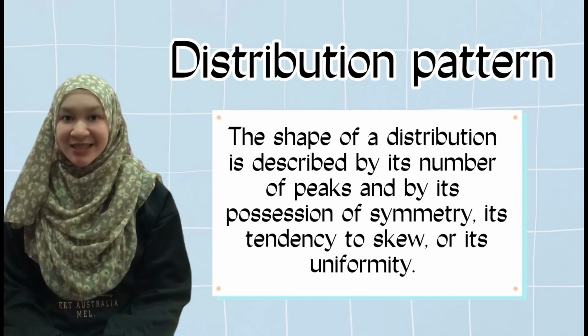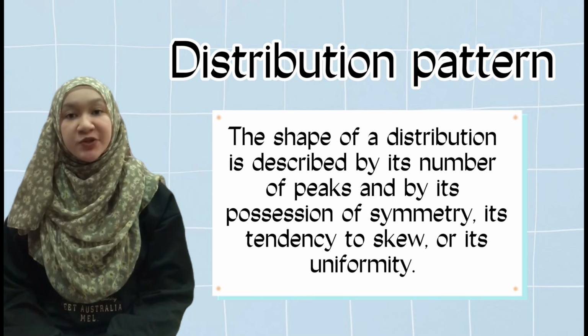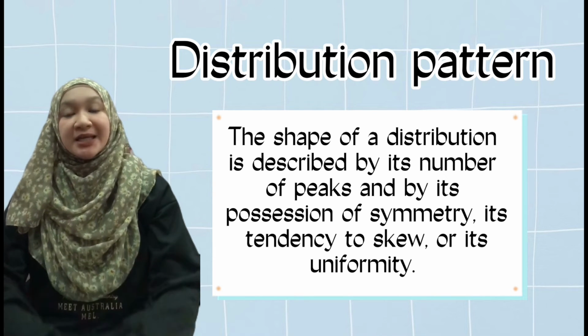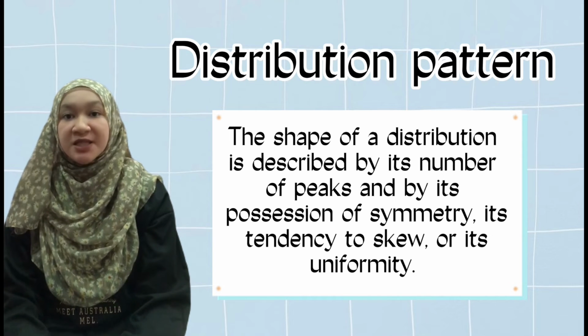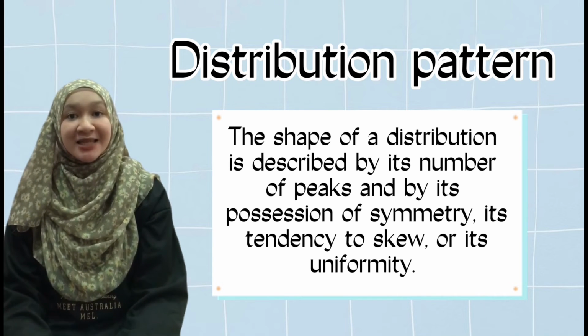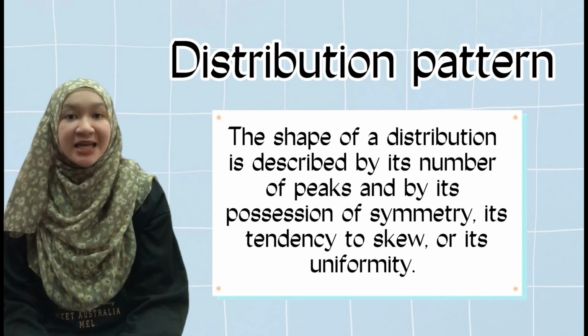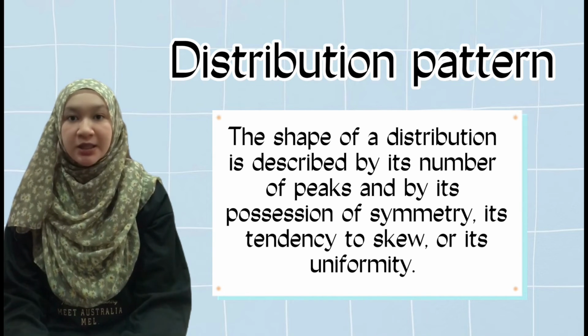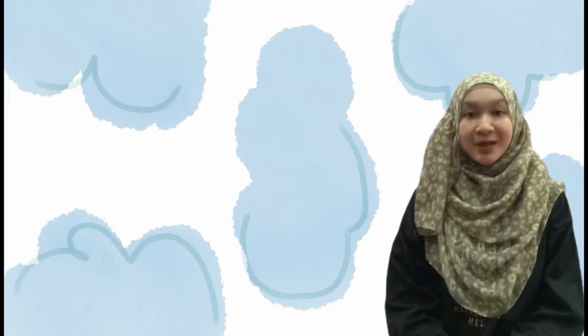Distribution patterns. The shape of a distribution is described by its number of peaks and by its positions of symmetry, its tendency, the skew, or its uniformity. Distributions that are skewed have more points plotted on one side of the graph than on the other.